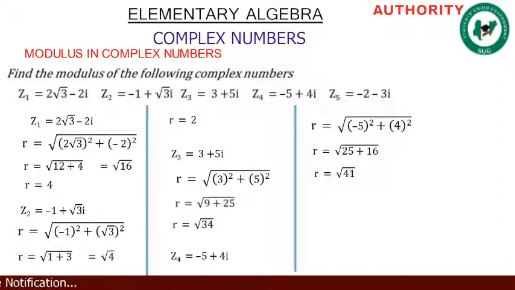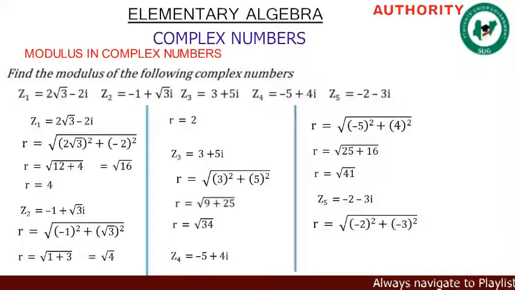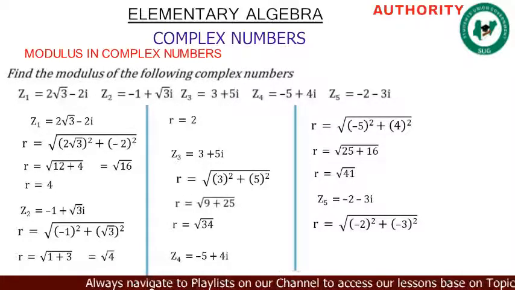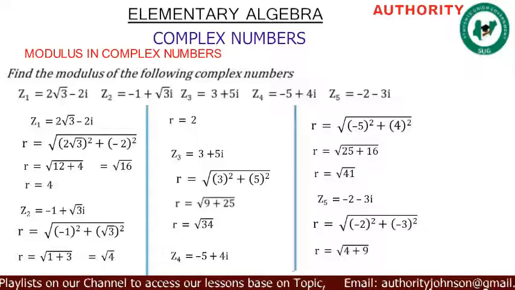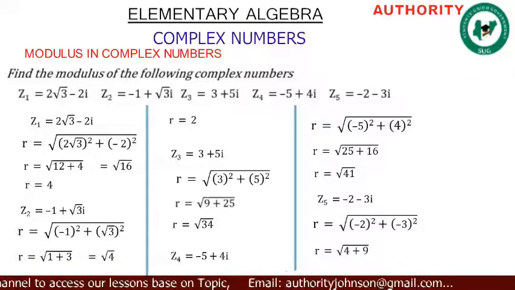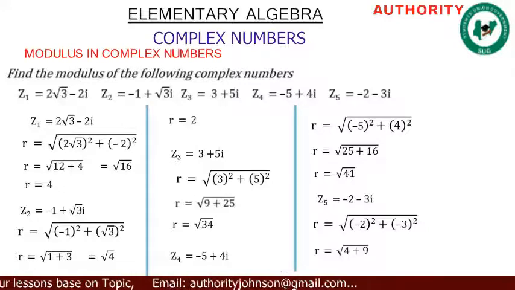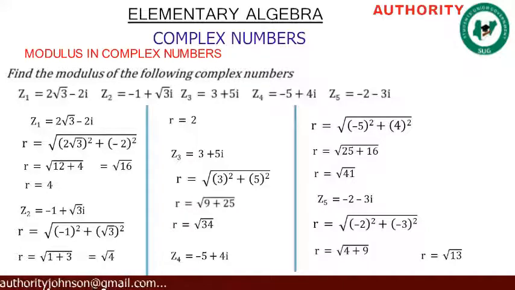So let's also take the last, which is z5. We have z5 to be minus 2 minus 3i. So r is the square root of x squared plus y squared, and we have x to be minus 2, and y to be minus 3. So we have the square root of minus 2 squared plus minus 3 squared. Minus 2 squared is equal to 4, and minus 3 squared is equal to 9. So we have the square root of 4 plus 9, which is 13. Therefore the r of z5 is equal to the square root of 13.